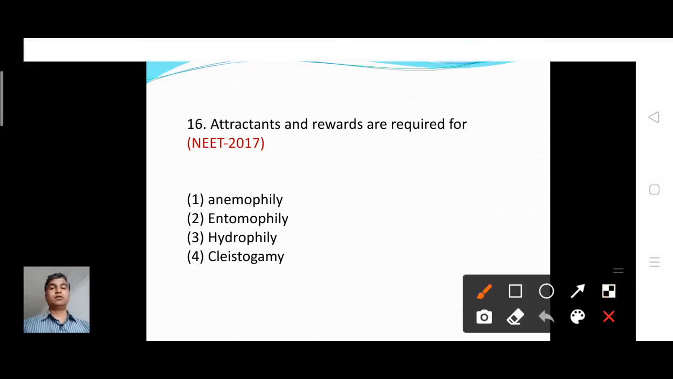Means to sustain the frequent visit of the pollinating agent. So when you take, you have covered the three pollinations. One is wind pollination, second is water pollination, third one is insect pollination or zoophily. Out of this one, which one? Anemophily means it is wind pollination, entomophily means it is insect pollination, hydrophily means water, cleistogamy means this is a closed flower.